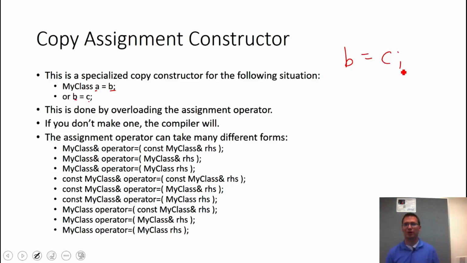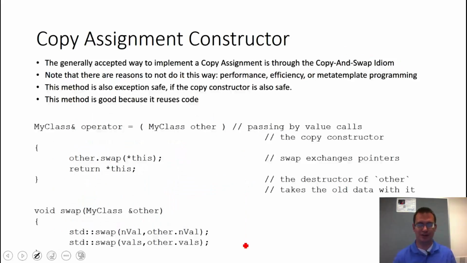Again, if you don't make one, the compiler will. And the assignment operator can take a lot of different forms. I just copied this list off the internet. But the generally accepted way to implement a copy assignment is through what's called the copy and swap idiom. There are other ways to do this. They all have their own rhymes and reasons. This method is simple, it's easy, it's exception safe if the copy constructor is also exception safe, and it reuses code.